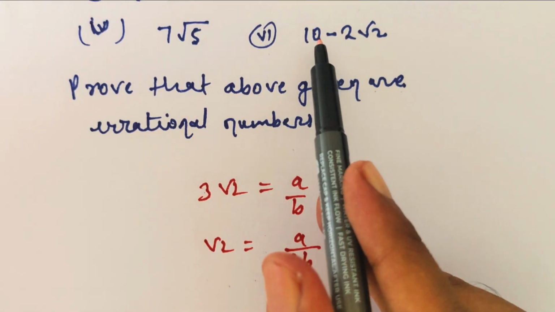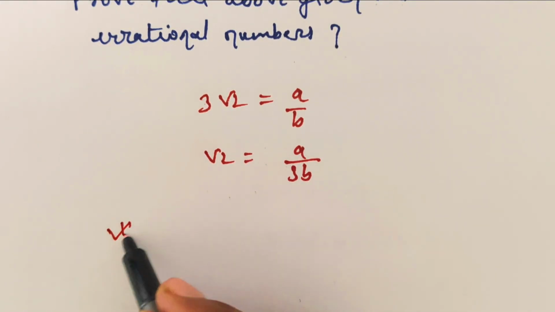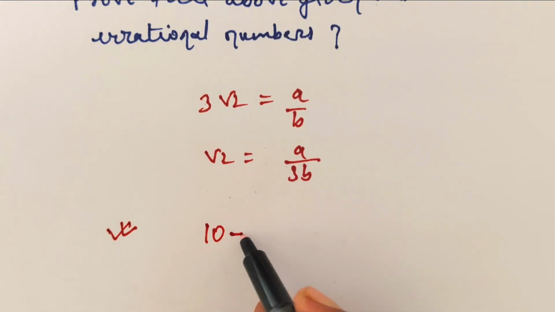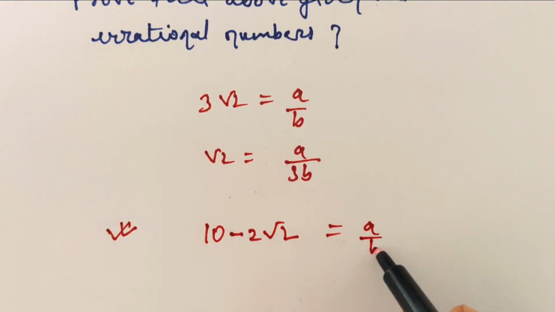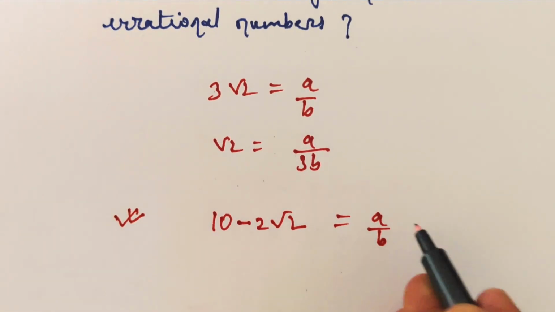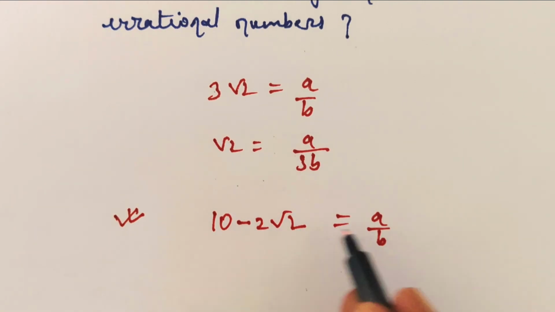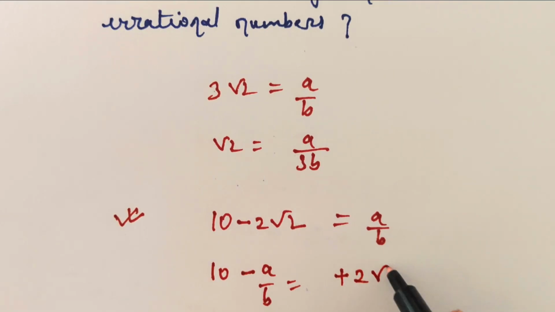If you try to solve 10 minus 2 root 2, how can you do it? The middle part is very important, and if you do it, you can solve it completely. You can write A by B or P by Q; you can take other variables. So simply you make the separation of rational and irrational. 10 is rational and A by B is rational also. So 10 minus A by B, and this is minus, so we must make the sign positive, plus 2 root 2.